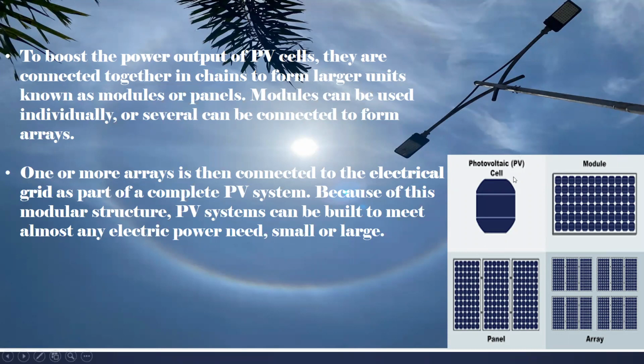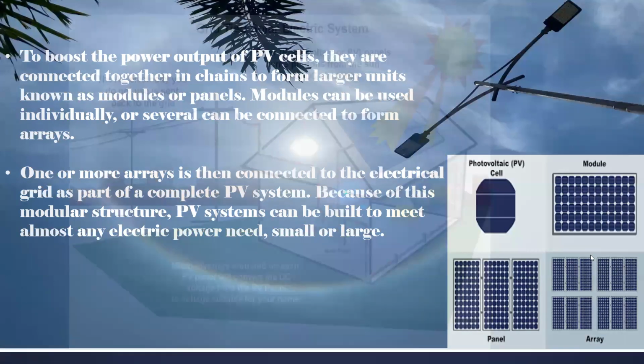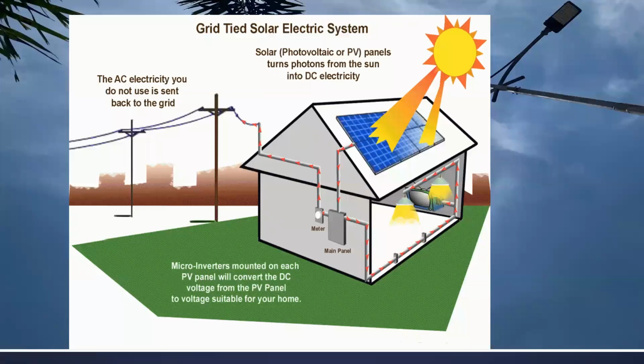So in this picture, you can see the photovoltaic cell where group of photovoltaic cell forms the module. And many modules form panel and these panels are arranged in this form to form an array. So we'll see the working of solar photovoltaic system.